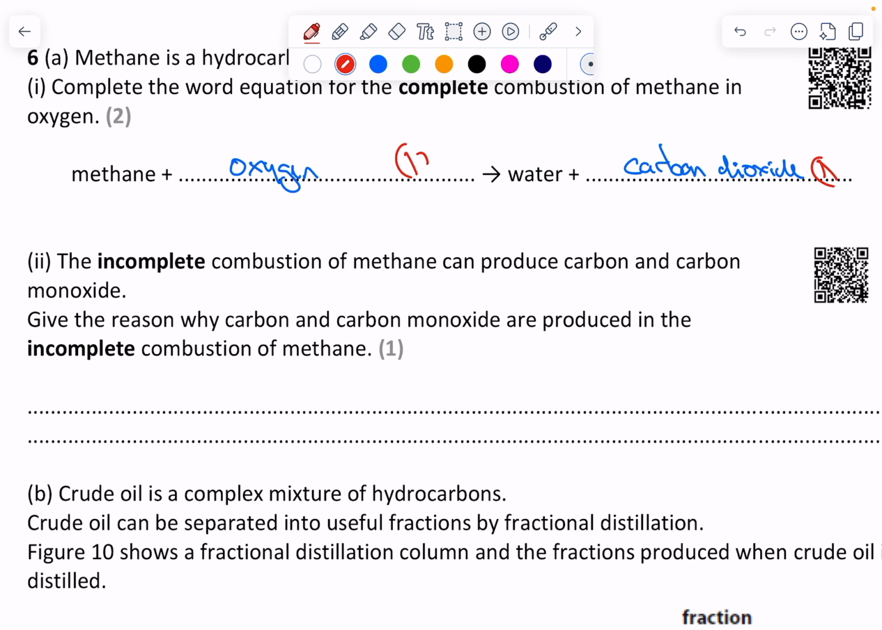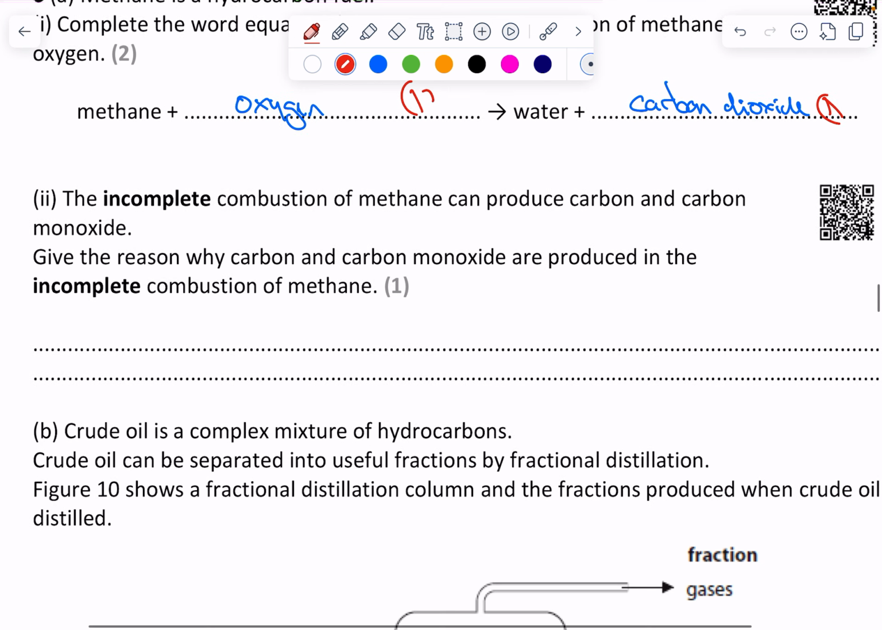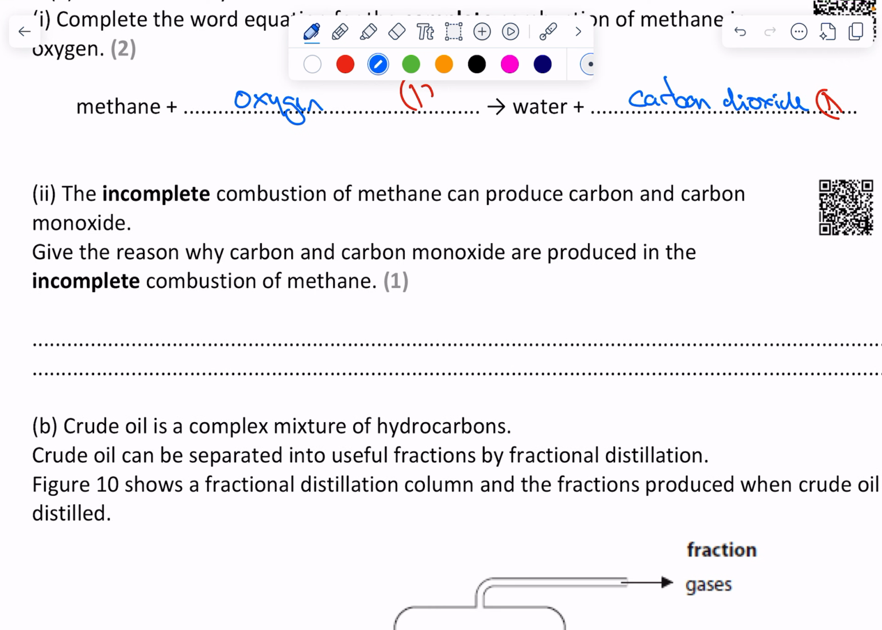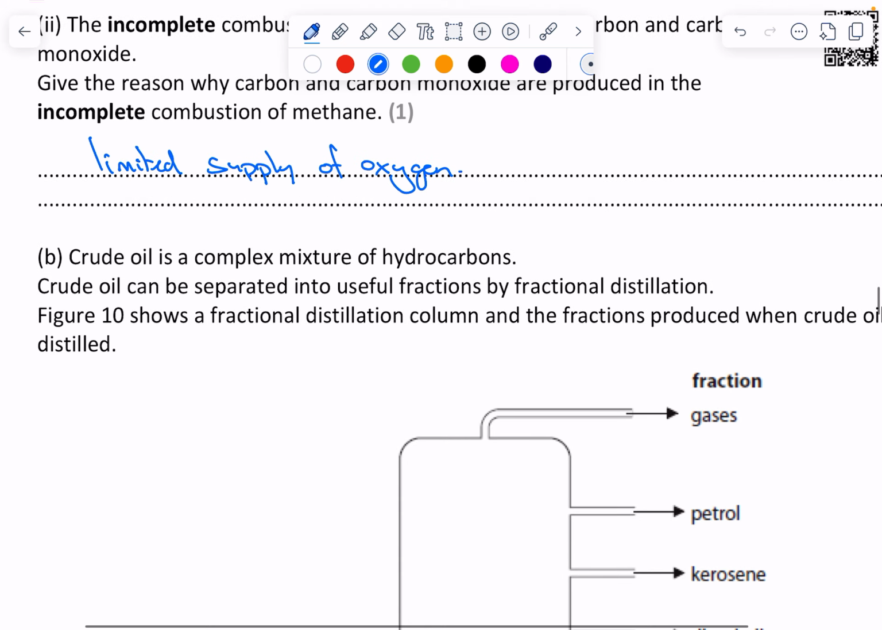In incomplete combustion, give a reason why we get carbon and carbon monoxide. That's because there is a limited supply of oxygen. There's a limited supply of oxygen, which is why you only get carbon and carbon monoxide.